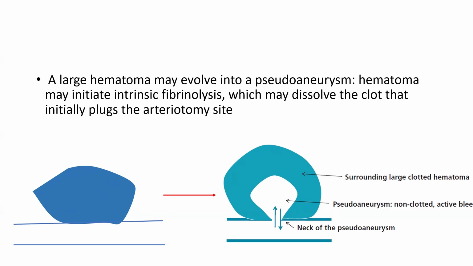This may happen the next day. This may happen later on after he goes home. He pushes something, and all of a sudden you break the clot and create a communication, and now you have a pseudoaneurysm. So it may happen later on, not acutely, after a hematoma, okay?